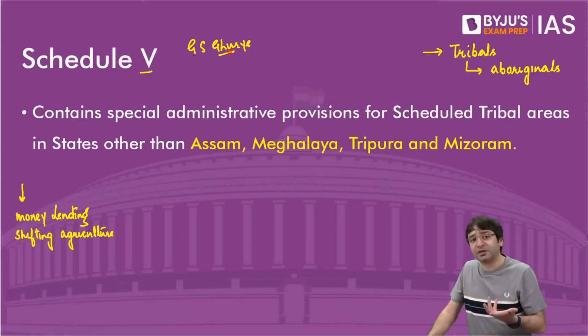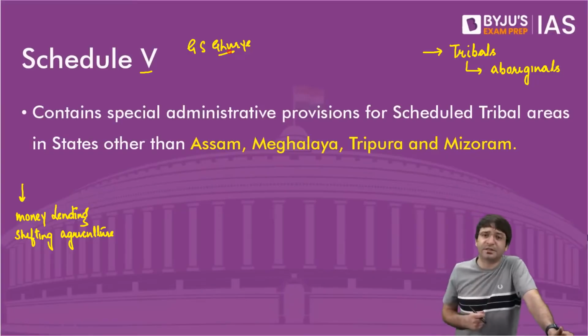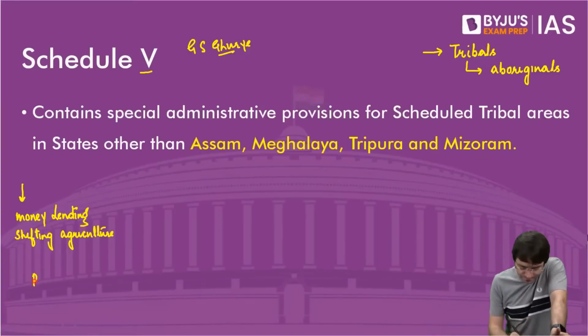Because they have their own culture, unique culture, different practices. And we have discussed some of the tribal practices when we discuss Uniform Civil Code. Pandit Nehru, and he had an advisor, Verrier Elwin.